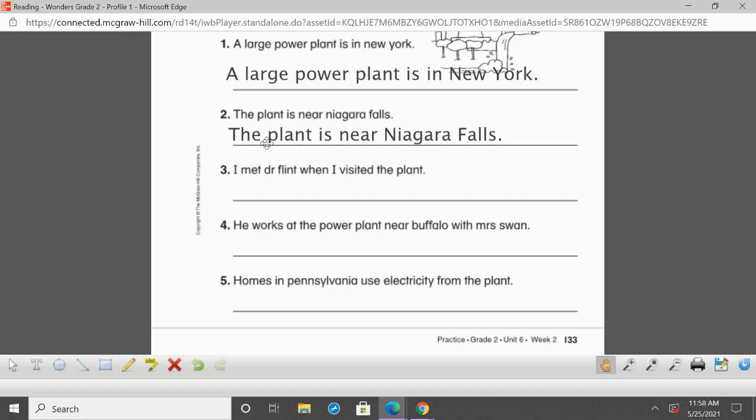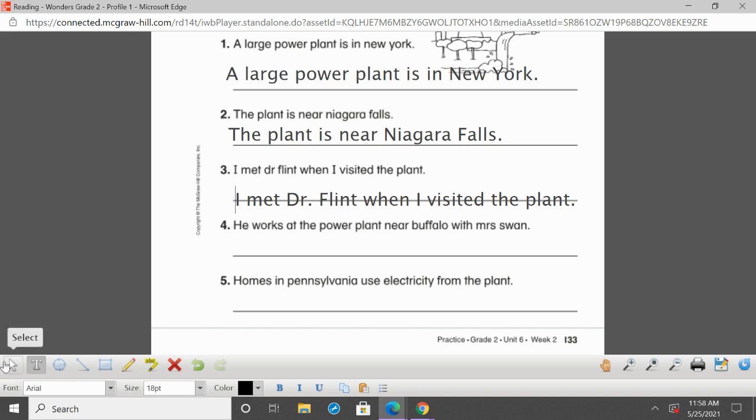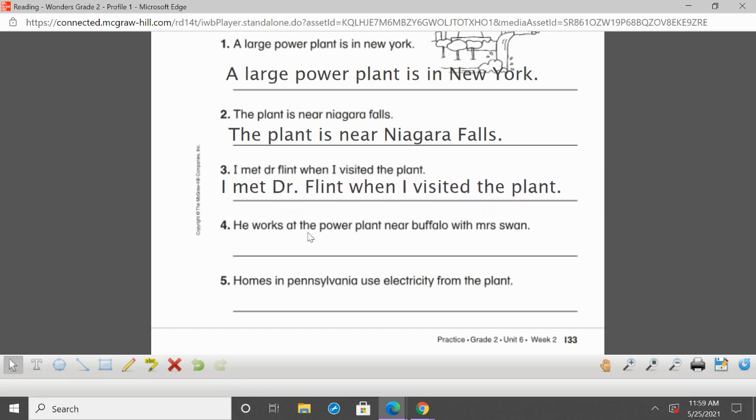All right, number 3. I met Dr. Flint when I visited the plant. One thing I noticed is Dr. Flint. It's a proper title and name, but it's not capitalized properly. So let's fix that. I met... well, doctor is a title, and for the abbreviation we need a capital D and then our period, and then the F in Flint needs to be capitalized for the name. When I visited the plant. Go ahead, put number 3 on your paper and write this: I met Dr. Flint when I visited the plant.